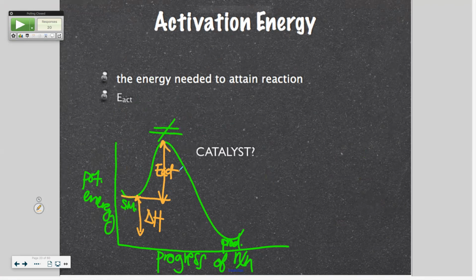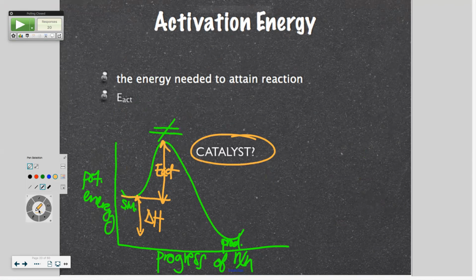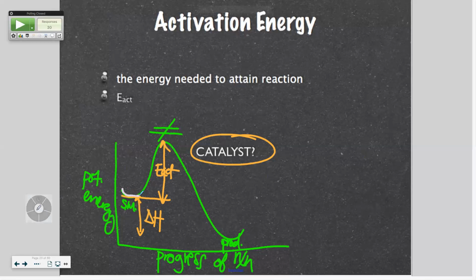Now, what if you put a catalyst in there? How does that change your picture? It makes your activation energy lower. Here, we'll use light blue. Let's try that. Your starting material and your products are the same, but your activation energy is now lower.